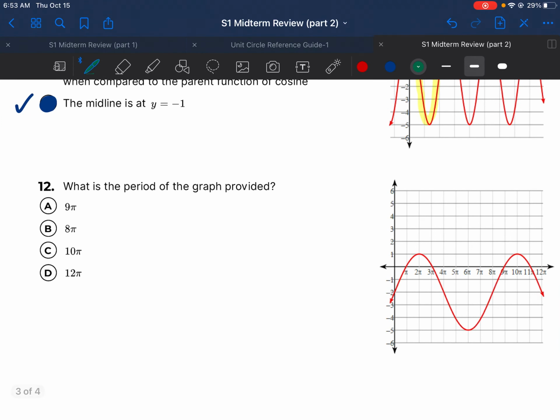Number 12, what is the period of the graph provided? So again, we have either some kind of sine or cosine curve. And since we are dealing with period, we can look from peak to peak, or we can look at one complete cycle. I'm going to look at from peak to peak. So here's one peak. Here's another peak over here. That would be this entire length. So the horizontal length from peak to peak would be our period. Notice this starts at 2 pi and ends at 10 pi. So the distance from 2 pi to 10 pi would be 8 pi.